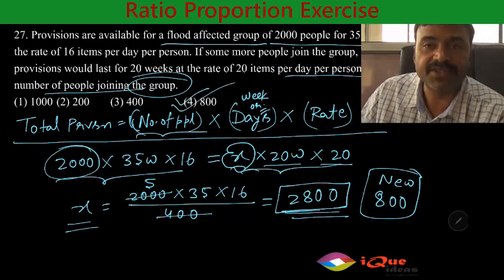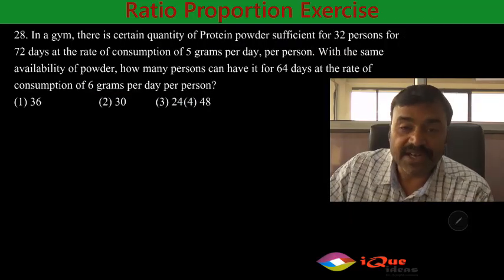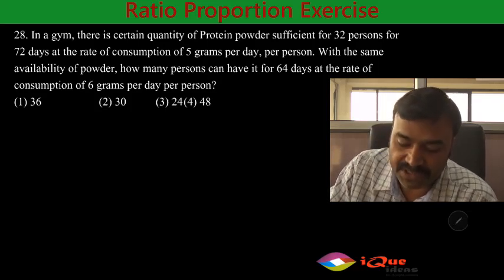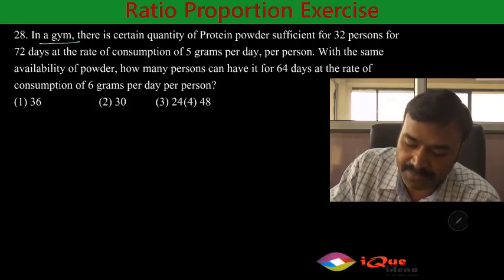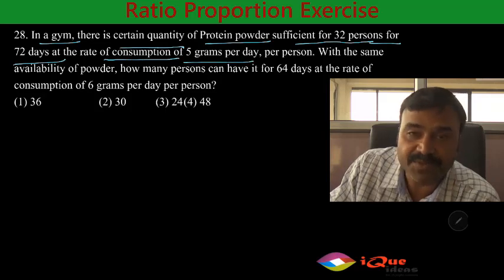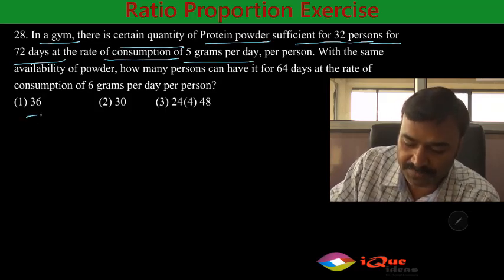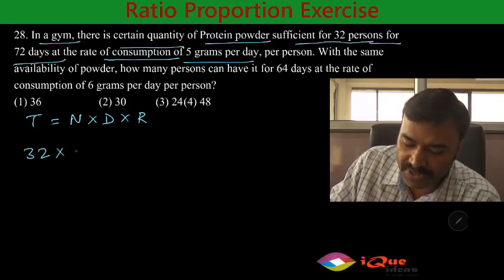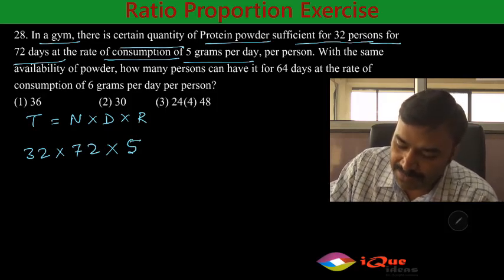Okay. Now let's take up the next question. The next one is based on the same concept as in the previous question. It says in a gym there is a certain quantity of protein powder sufficient for 32 persons for 72 days at the rate of consumption of 5 grams per day. Clearly the total quantity should be equal to number of people into number of days or weeks into rate per day. So here the total quantity is 32 people into 72 days into 5 grams per day. With the same availability of powder, how many persons can have it for 64 days?